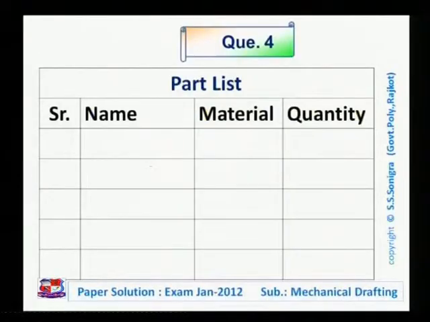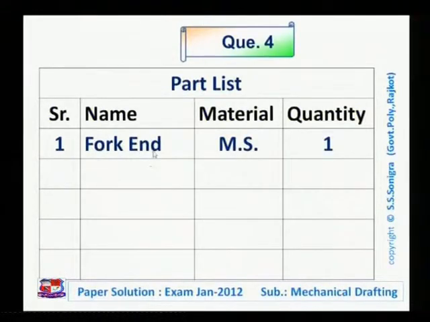To draw the part list, let us prepare a chart like this. This is a part list of the given problem. Write here serial number, name of component, material and quantity. Component number 1 is fork end, material is mild steel and one component is there. So number 1, quantity is single. Second component is eye end, made up of mild steel and quantity is 1.